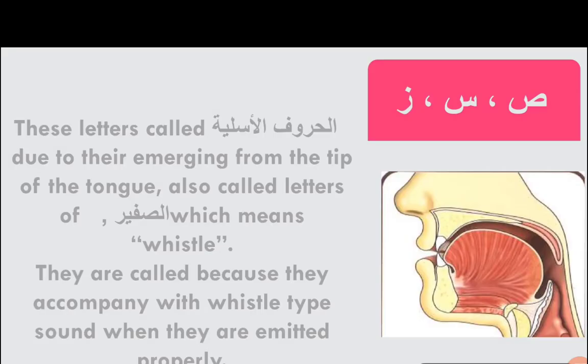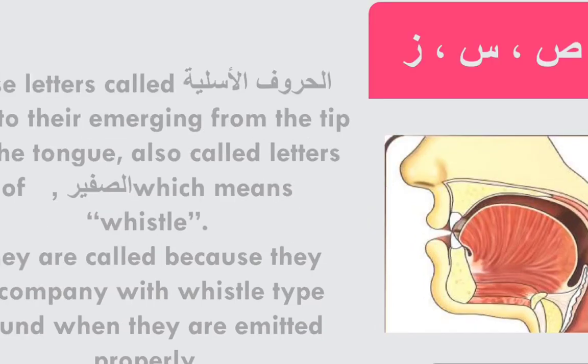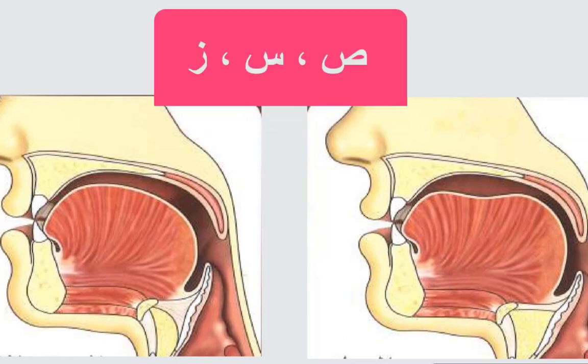So, these letters are called al-huruf al-asliyah due to their emerging from the tip of the tongue. Also they are called letters of al-safir. Safir means whistle. So these letters are characterized by this whistle, and that's why they are called letters of whistle. They are called that because they are accompanied by a whistle-type sound when they are emitted properly. So Sad, Zay and Sin, the three are emitted from the tip of the tongue when it touches the lower teeth or lower front incisors.